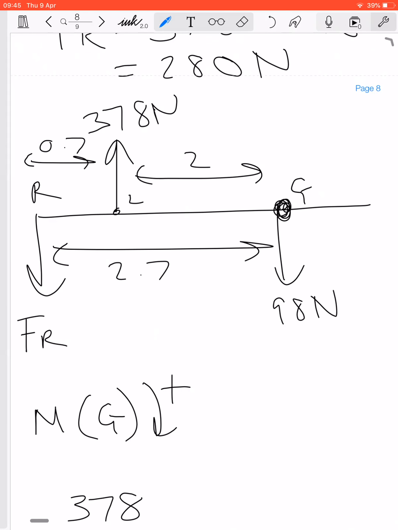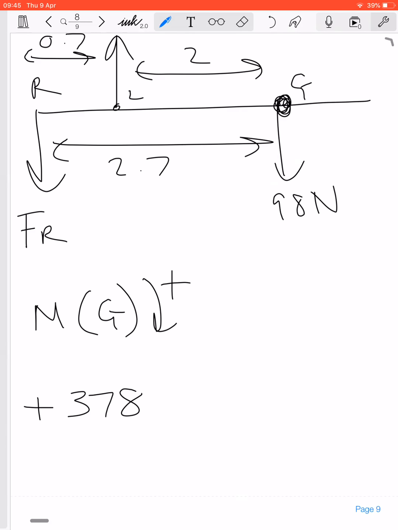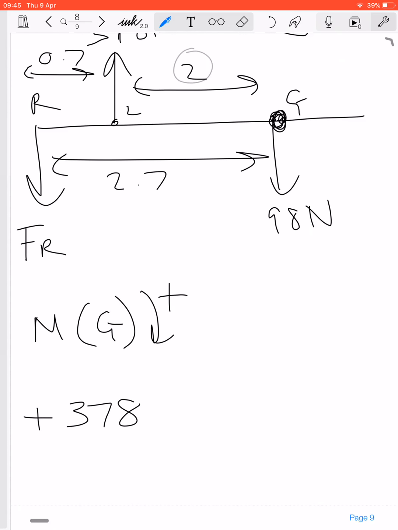Now pull up on that string and decide which direction you are going to turn. Your thumb is on G. You're going to go up, up, up, and you're going to start to go round this way. That is a clockwise direction, which is good. This stays positive. We like positives, nice and easy. How far is that 378 newtons from the pivot of G? Well, here we worked out it was 2 meters. So we're going to times that by 2.